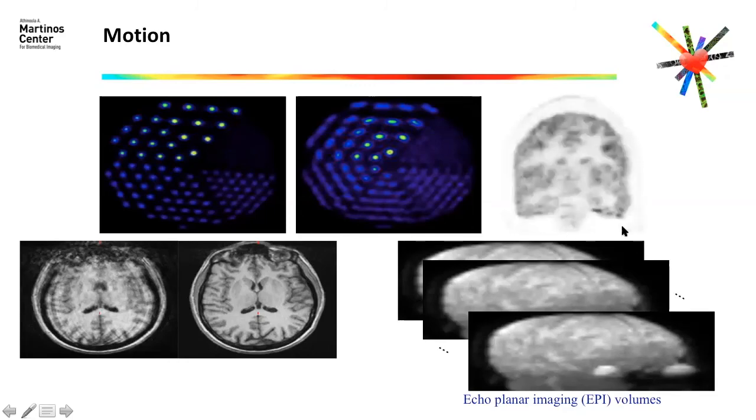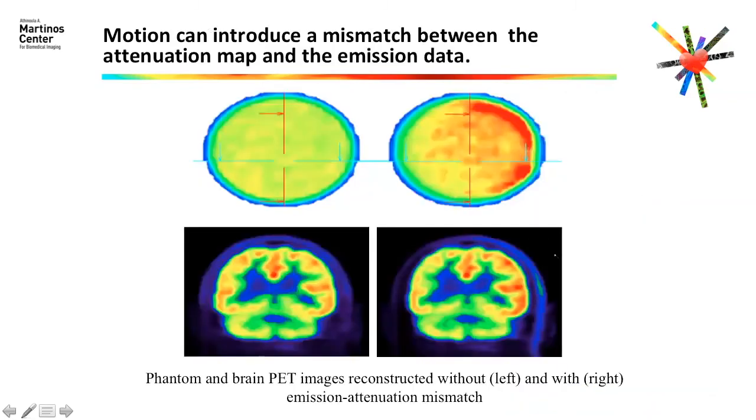So this is a PET image from a volunteer with motion. If we correct using those EPI navigators, we can actually visualize much better the cortex of the patient. But motion is not only tricky because it blurs the image, it's also because there is a mismatch between the emission image and the attenuation. And this is something that can be really tricky and can actually mimic some diseases like temporal dementia.